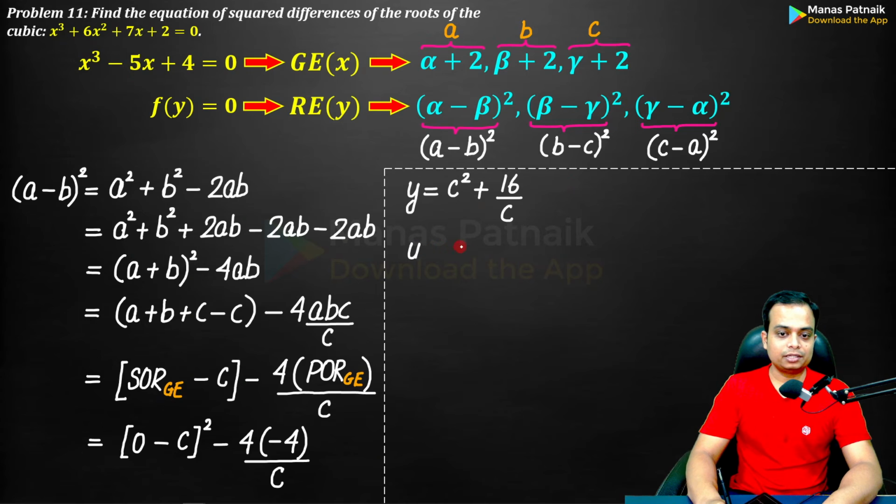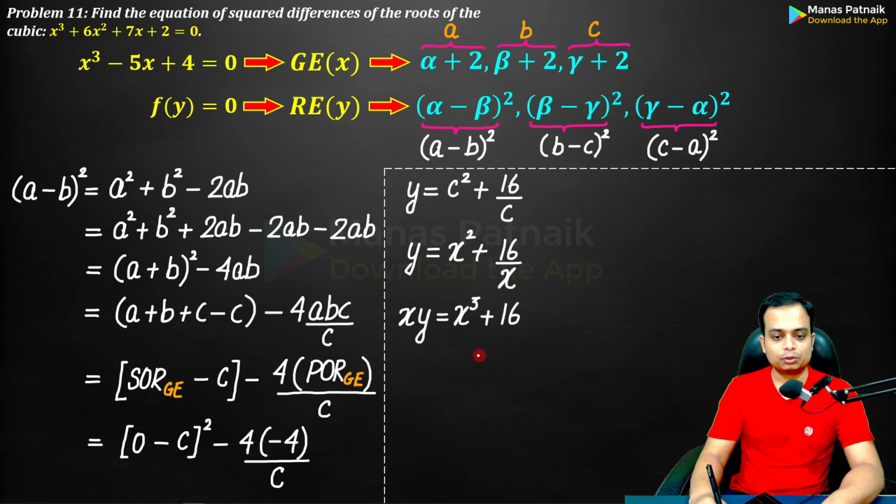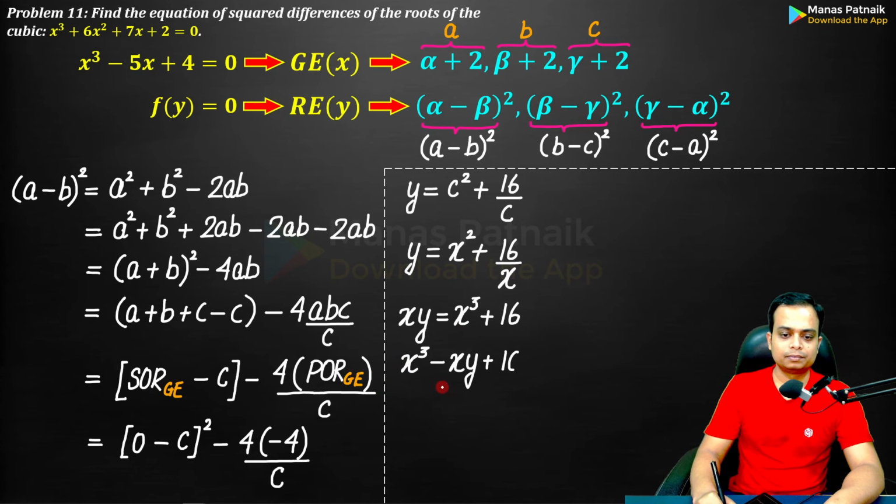So yes, y is equal to x square plus 16 over x. If you take the LCM, x will be transferred to the left. Okay, and xy will be equal to x cube plus 16. So let me write this in a much more meaningful manner. So this is our second equation.